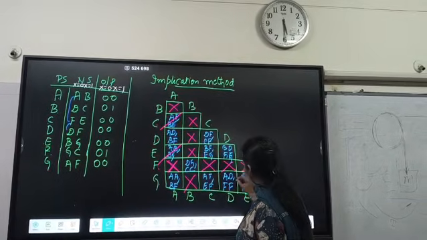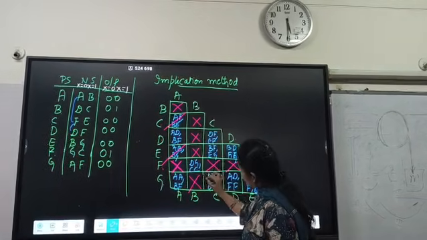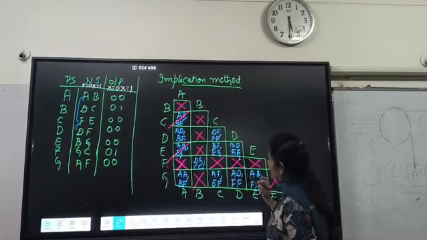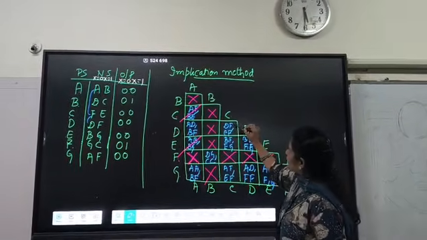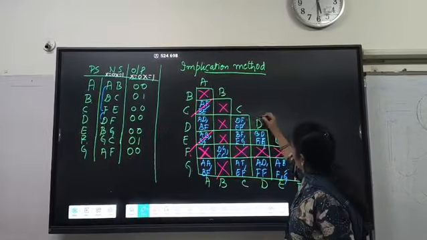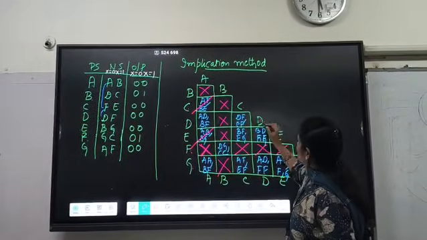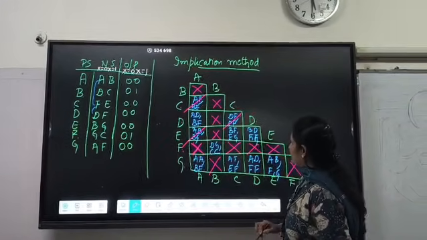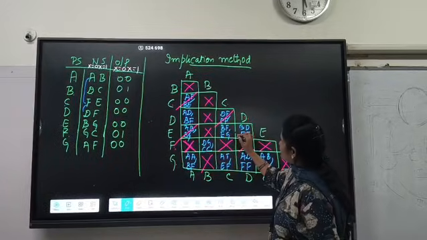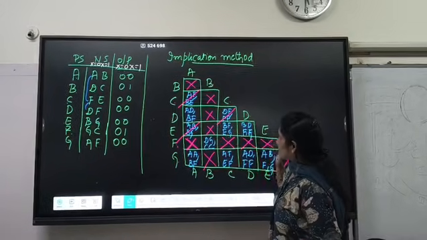D to G, if I check, I have some valid state. And C to C will always be valid because it's a self loop. Then D to F, you go. D to F is not valid, so this becomes invalid. Next one is B to F. If I check B to F, it is valid.